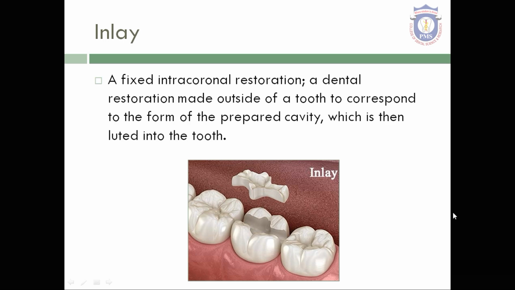So you have a preparation that you will do inside the tooth. You will make an impression, you will send it to your dental laboratory, and they will fabricate an inlay prosthesis for you which you will then lute or cement into that prepared cavity.